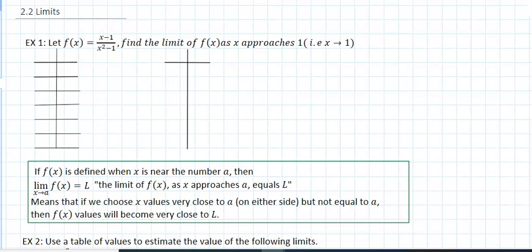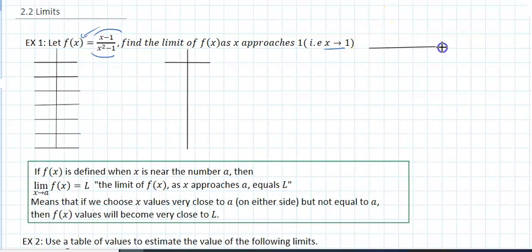Section 2.2 talks about limits. Now, a limit is getting very close to a number but never reaching it. So when we say, let f of x equal x minus 1 over x squared minus 1, find the limit of this y as x approaches 1.